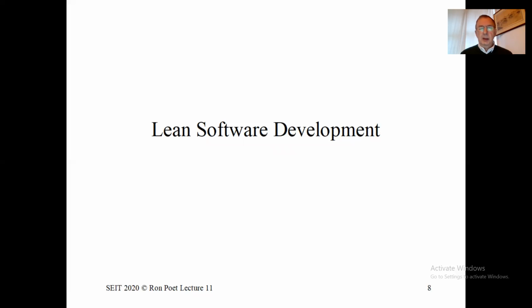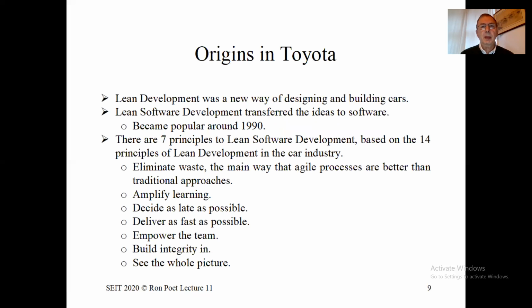So what does lean software development do? Let's look at the principles here. There's lean development, but as applied to software. Lean development was the car one. Lean software development transferred the ideas to software. And around 1990 was when this started. There are 7 principles, and these principles apply to most agile approaches.